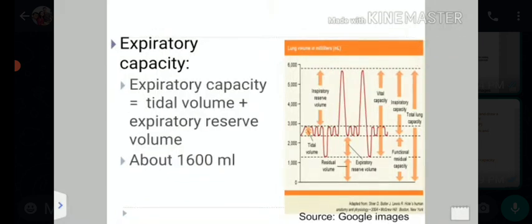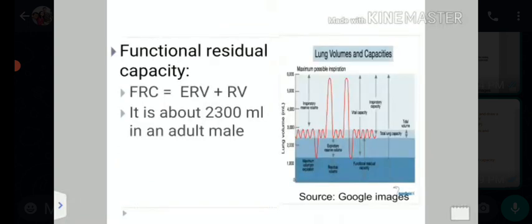Expiratory capacity. It is the maximum volume of air that can be expired after completing normal tidal inspiration, and it is equal to tidal volume plus expiratory reserve volume, and the value is about 1600 ml in a normal adult male. Next capacity is functional residual capacity. It is the volume of air that remains in the lungs after normal tidal expiration. It is equal to expiratory reserve volume plus residual volume, and that is about 2300 ml in a normal adult male.